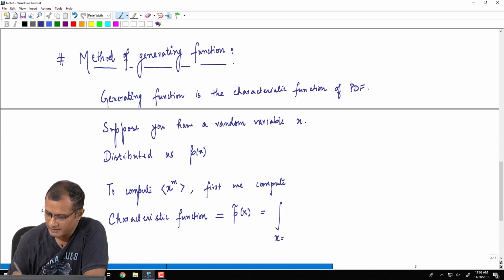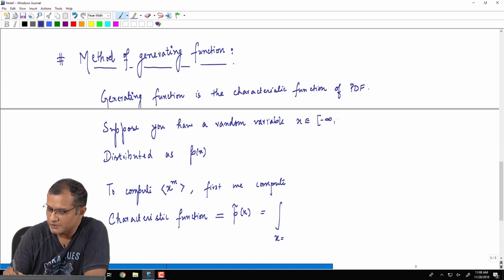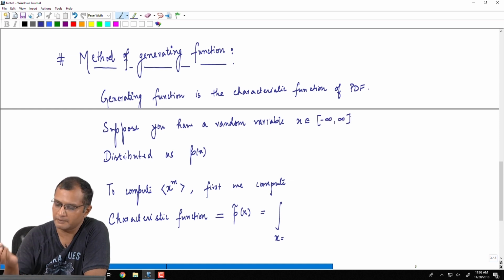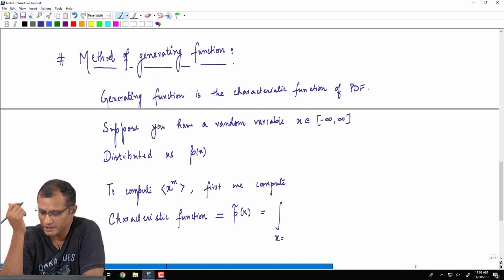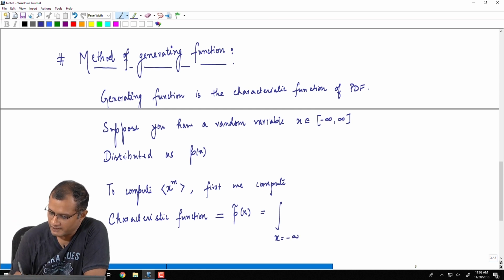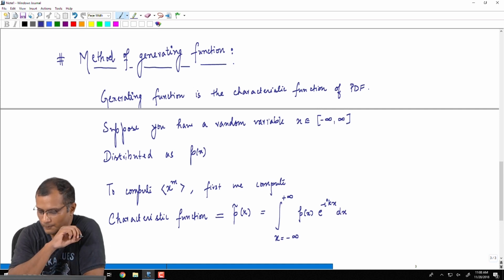So, you can take the Fourier transform as the following. Let us say our random variable x is distributed between minus infinity to plus infinity. That is the range of my random variable, and so I am going to take a Fourier transform of this. So, this would be e to the power minus i k x dx.